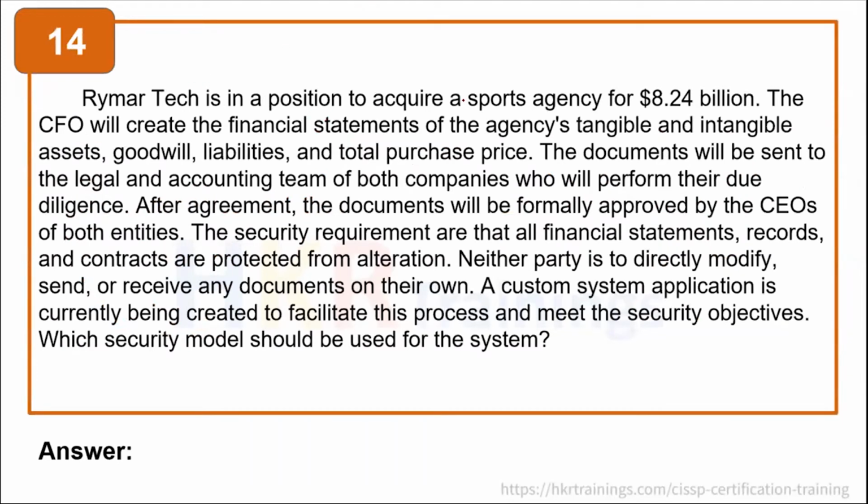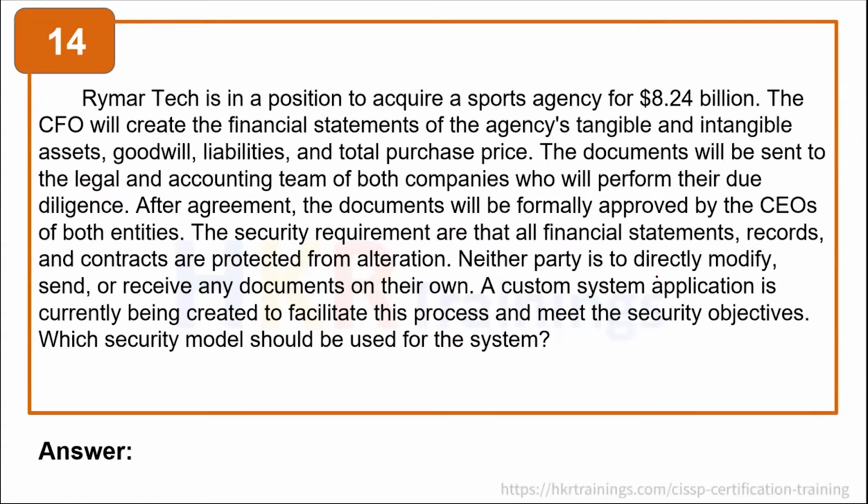Reimer Tech is in a position to acquire a sports agency for 8.24 billion. The CFO will create a financial statement of the agency's tangible and intangible assets, goodwill, liabilities, and total purchase price. The document will be sent to the legal and accounting teams of both companies, who will perform their due diligence. After agreement, the documents will be formally approved by the CEO of both entities. The security requirements are that all financial statements, records, and contracts are protected from alteration. Neither party is to directly modify, send, or receive any documents on their own. A custom system application is currently being created to facilitate this process and meet the security objectives. Which security model is best suited for this?